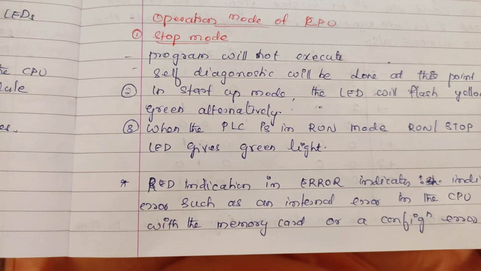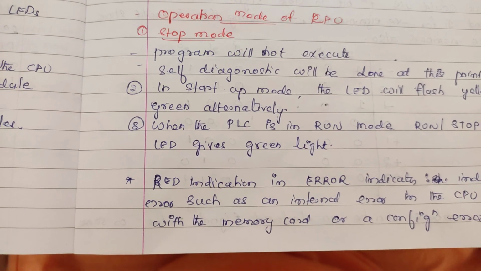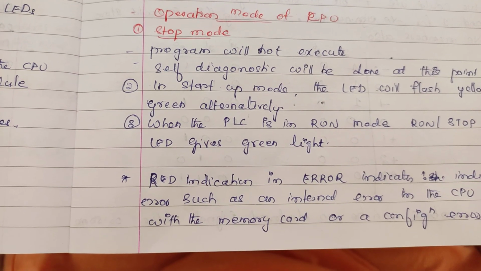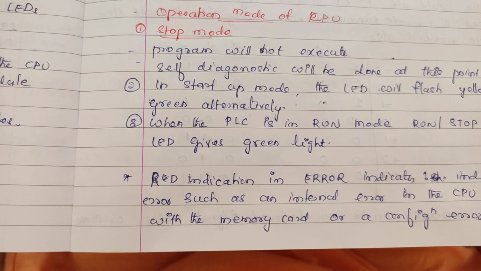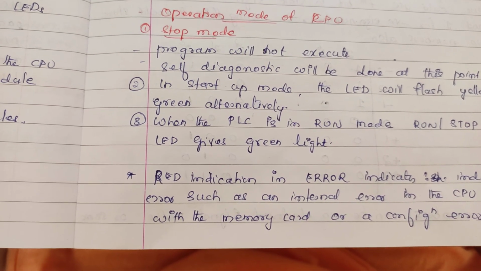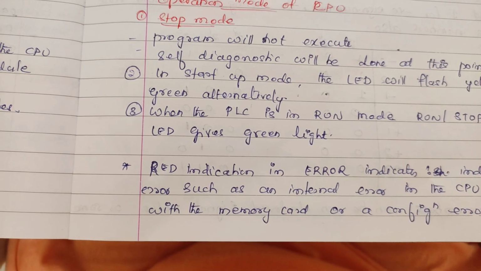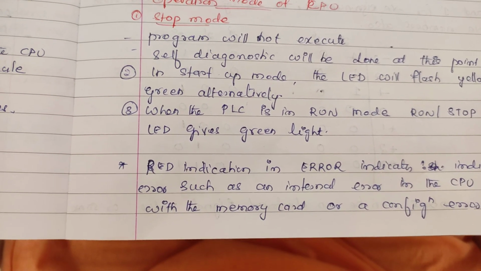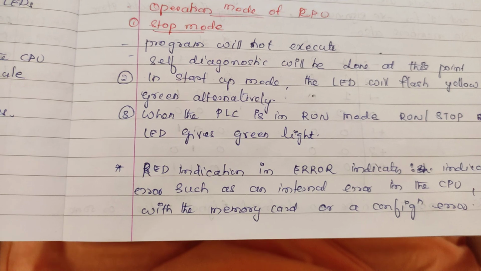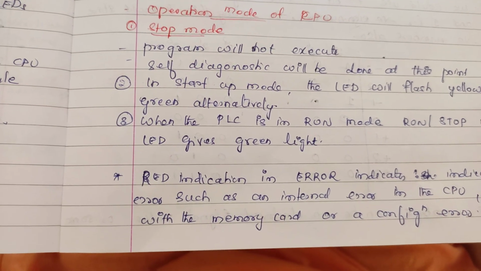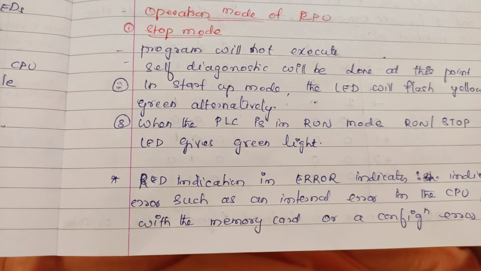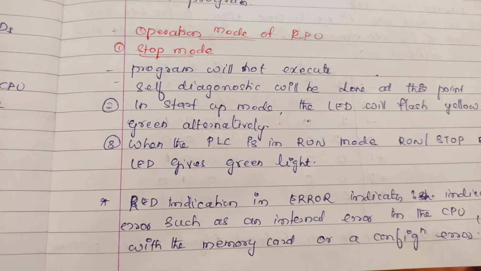Okay, the process: the values in the output image memory have to be written to the output after executing the program. But in startup mode, that process gets initialized. Output will not be written and no program will be executed, but the process of writing from output image memory to the output devices will get enabled at this point.